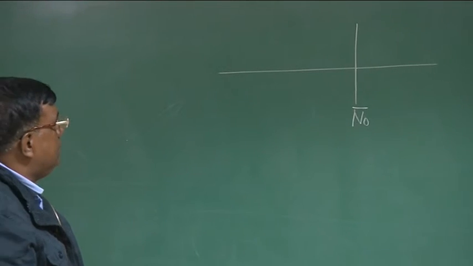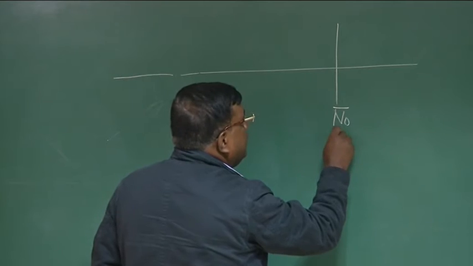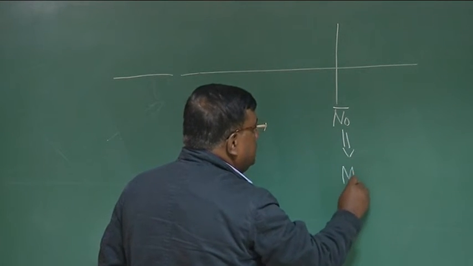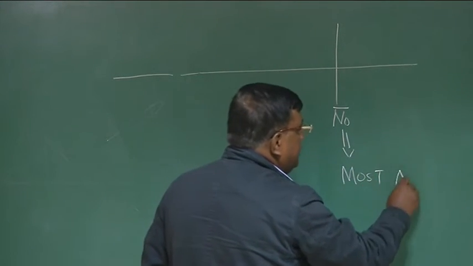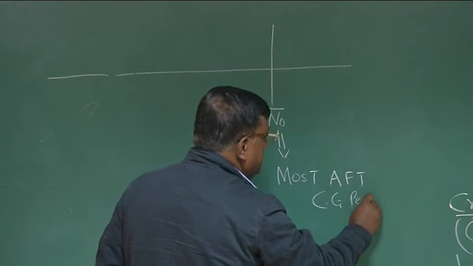But now see one more thing. In a way, N naught is telling us what is the most aft CG permitted.